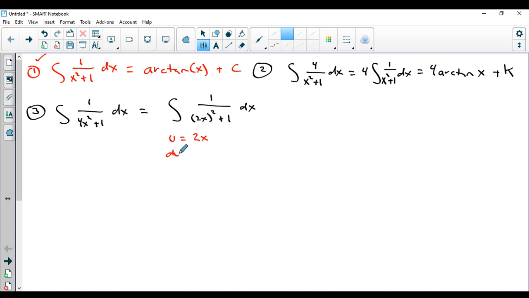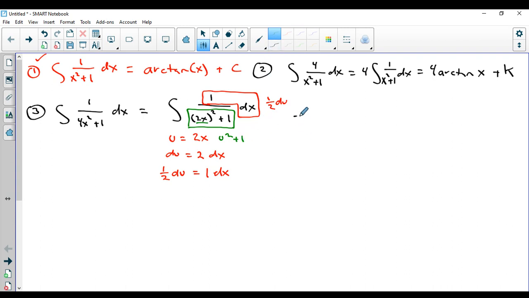So think about this. du would be 2 dx, and I don't see 2 dx, I see 1 dx. That's not the end of the world, though. This is an equation, so I can rewrite this. Multiply both sides by a half, and 1/2 du equals 1 dx. So I see 1 dx right here, and all of that becomes 1/2 du. What about the bottom? The bottom is not u, because I didn't let u equal the bottom. I let u equal 2x. So the bottom is actually u squared plus 1. When I rewrite this integral, I have the integral of 1/2 du over u squared plus 1.